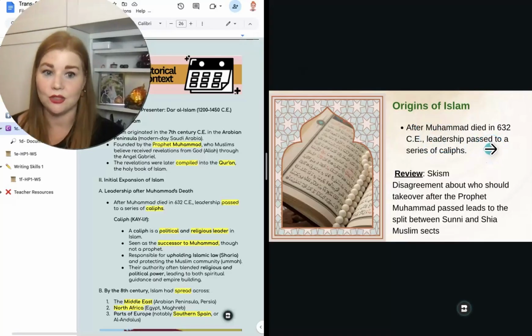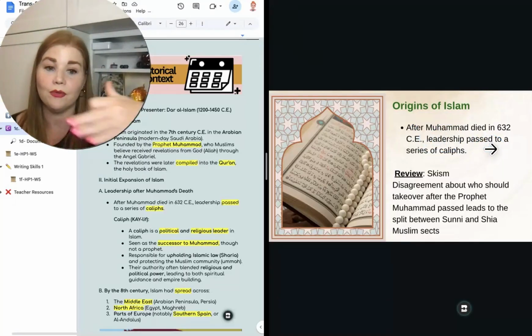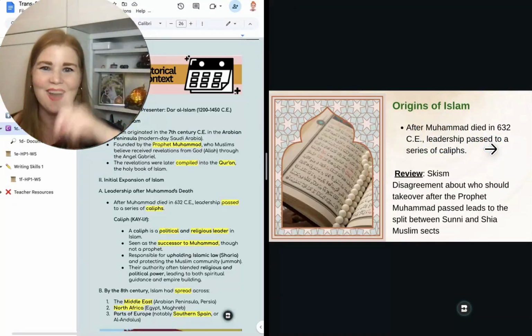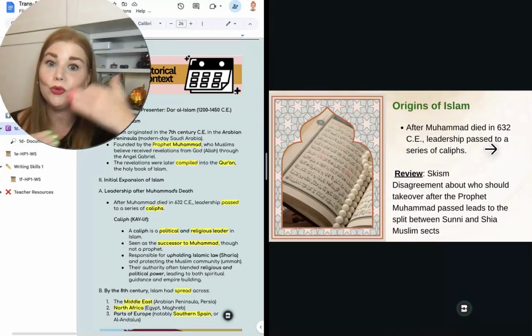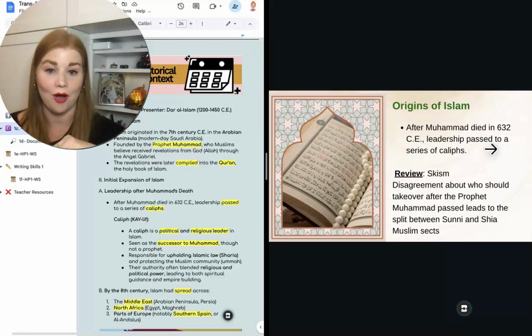After Muhammad died in 632, leadership is passed to several different people throughout the years, and these are called the caliphs. Now, remember, there is a schism or a break in the Islamic religion because they can't agree on who should be the next person in line after the Prophet Muhammad dies.